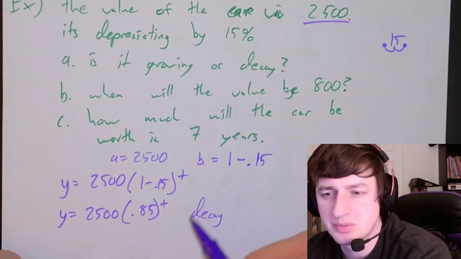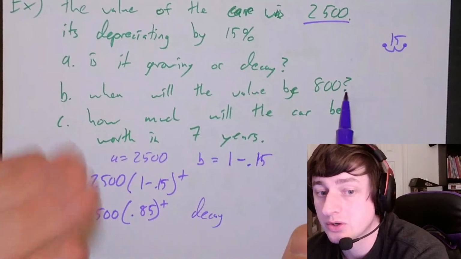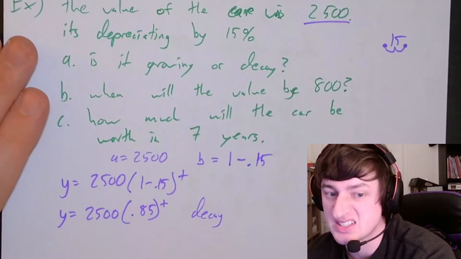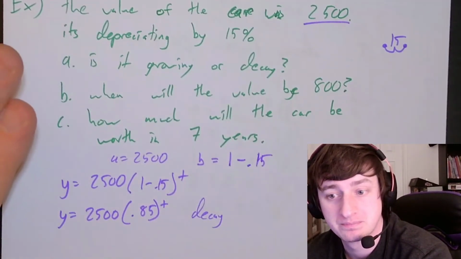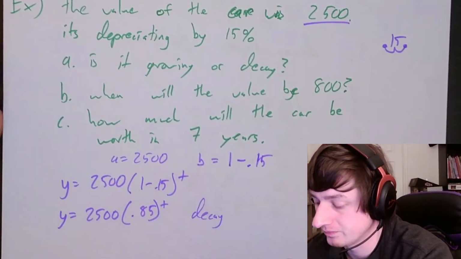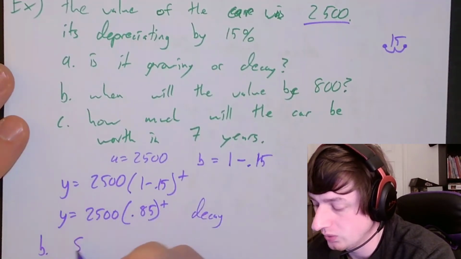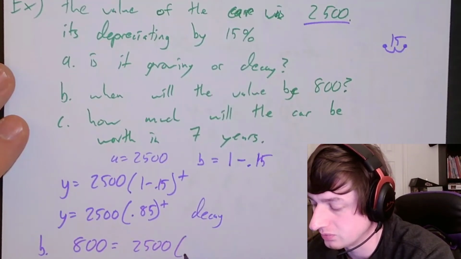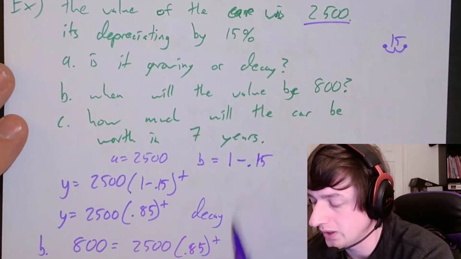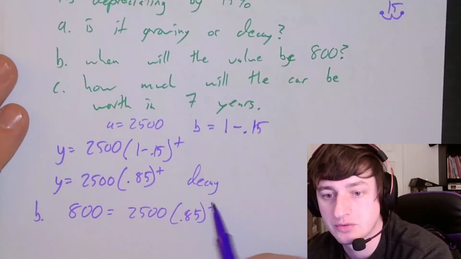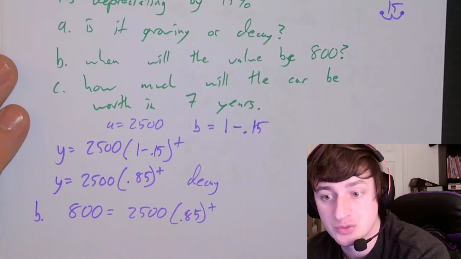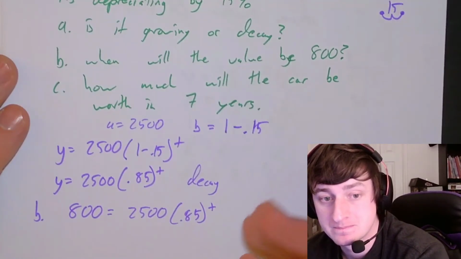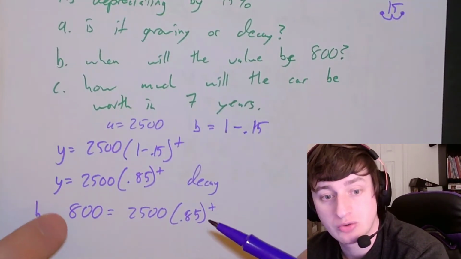When will the value be 800? We don't currently have a way to calculate that specifically. We will eventually. So we're asking for part B, when is 800 equal to 2,500 times 0.85 to the t? What exponent value do we need right here for this to be 800? There's a way to do that algebraically. We're not going to do that. We're just going to graph it and look.